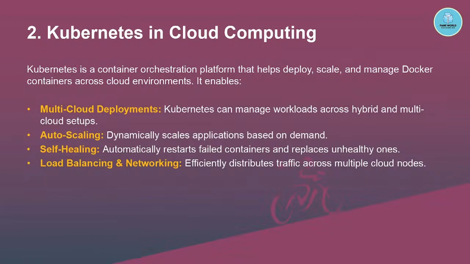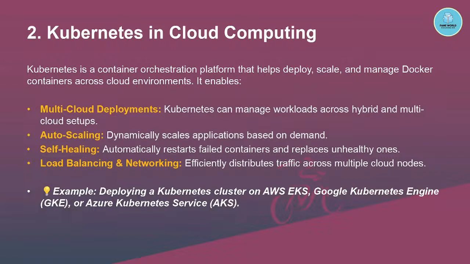Then load balancing and networking. It efficiently distributes traffic across multiple cloud nodes, because Kubernetes has containers in clusters, and they are connected node to node throughout the distributed network. So load balancing is easier because of the auto scaling. For example, deploying a Kubernetes cluster on AWS EKS or Google Kubernetes Engine, that is GKE, or in Microsoft Azure, Kubernetes services are also present, that is AKS.